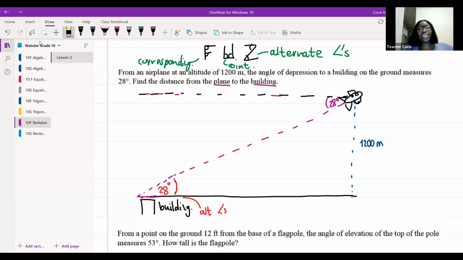All right, now let's think about the information that we've been given. What do we have, guys? Tell me, what information do I have and what do I want? Let's think about this.